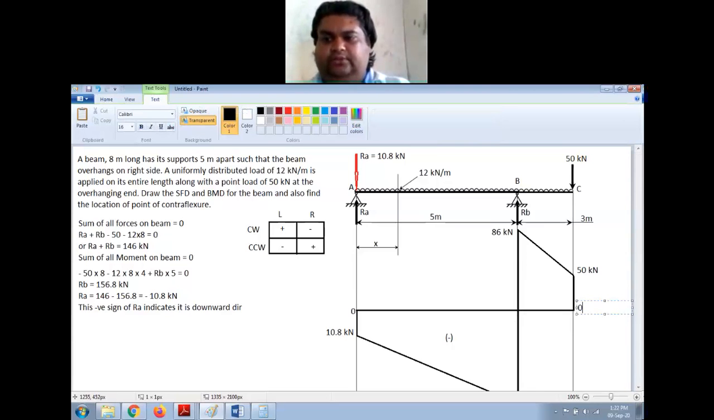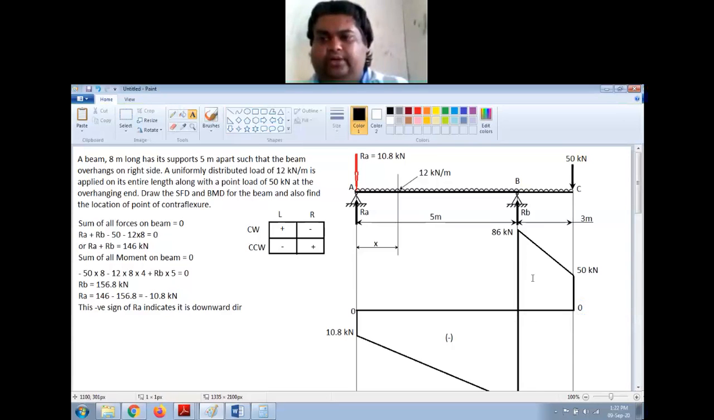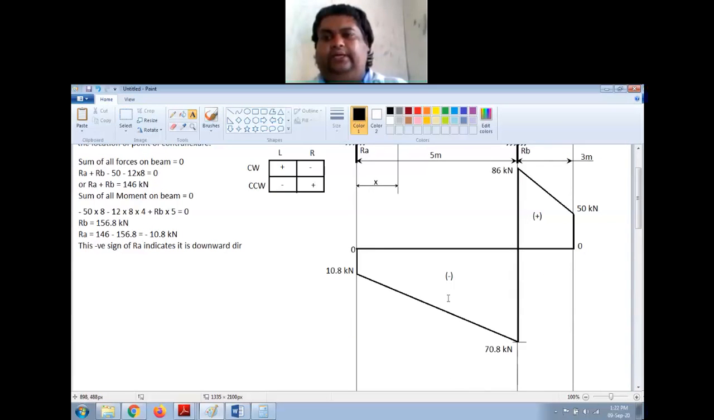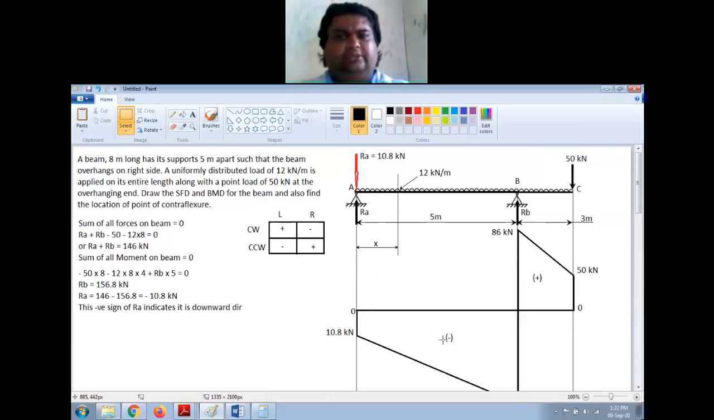Now this completes my SFD. Now this is 0 kilonewton and this is plus or positive shear force and this is negative. Actually it became little out of proportion because this is 86 and this is 70.8. This should have been little smaller. It's okay, right? Let us not spend much time on this. Any questions so far?